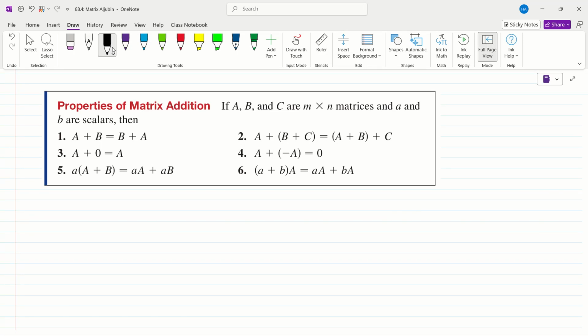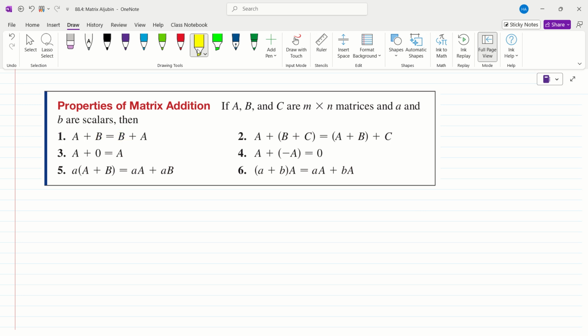We are introduced to some properties of matrix addition. If A, B, and C are m by n matrices and a and b are scalars, then the following 6 properties hold. First of all, A plus B is equal to B plus A. So matrix addition is commutative. You can rearrange the sums in any which way.